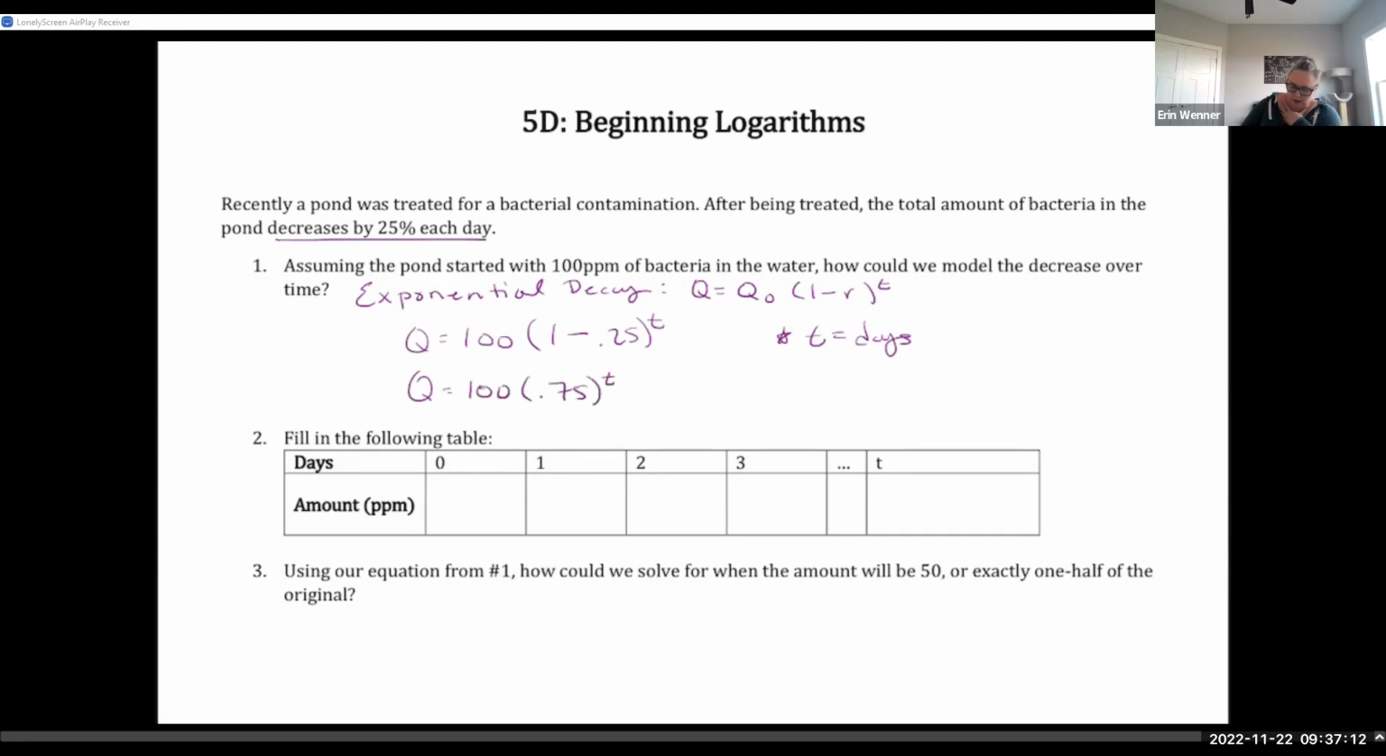So this is our general model for how much bacteria is in this pond at any given time, okay? So number 2 says we want to look at how much we have at each of these days. So I want you to take this formula here, and plug 0, 1, 2, and 3 in for T and tell me what you get. You can just send me in a direct message.